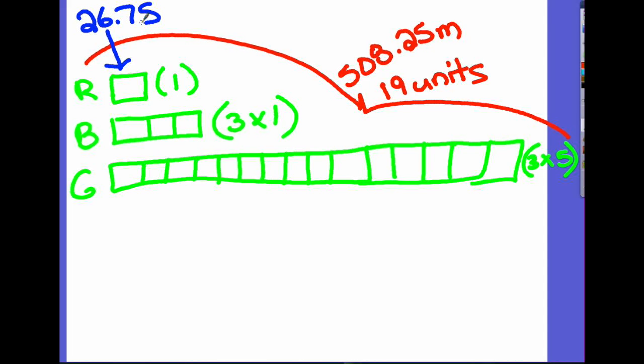3 times 26 and 75. If each piece is that amount, 26, 75, 26, 75, 26, 75. How would I figure it out? Okay, because we know it's going to happen 3 times, right? So you could add it 3 times, or you could multiply by 3. And when you multiplied that number, what did you get? I got 80 and 25.